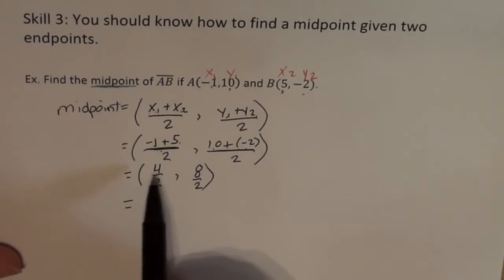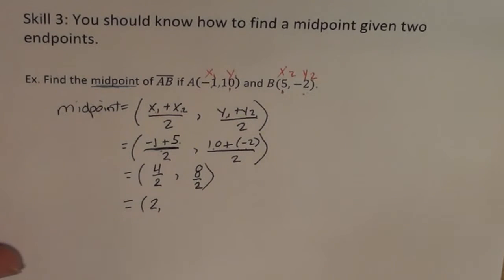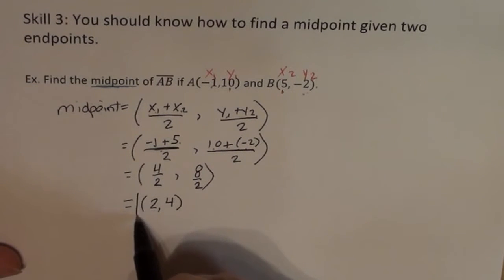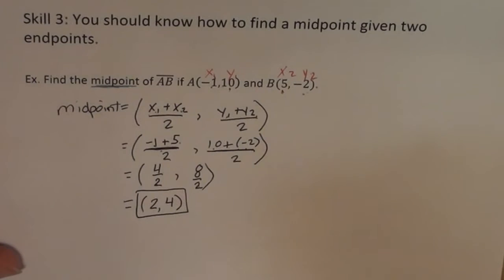Finally, we now do the division. 4 divided by 2 is 2. 8 divided by 2 is 4. Our midpoint is the point (2, 4).